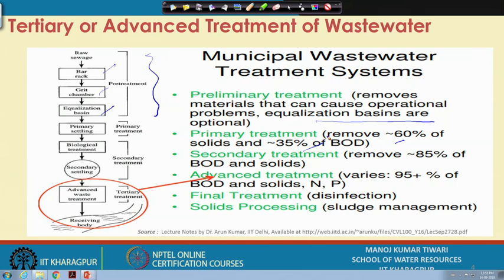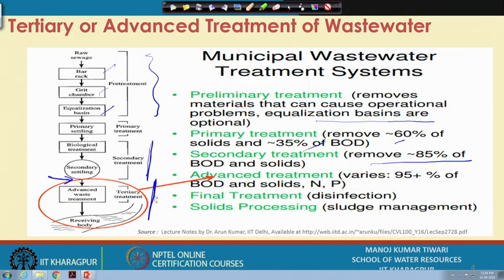So overall, almost 60% of the suspended solids and 35% of the BOD is removed. Then we bring this water to the secondary treatment or biological treatment, activated sludge followed by secondary settling. We get removal of around 85% of the BOD, and a similar order of removal of solids is also achieved. Thereafter, after secondary treatment, we venture into the next level of treatment, which is advanced treatment or tertiary treatment.